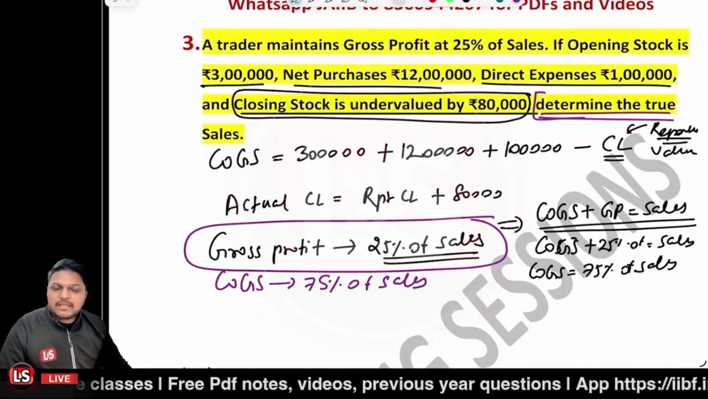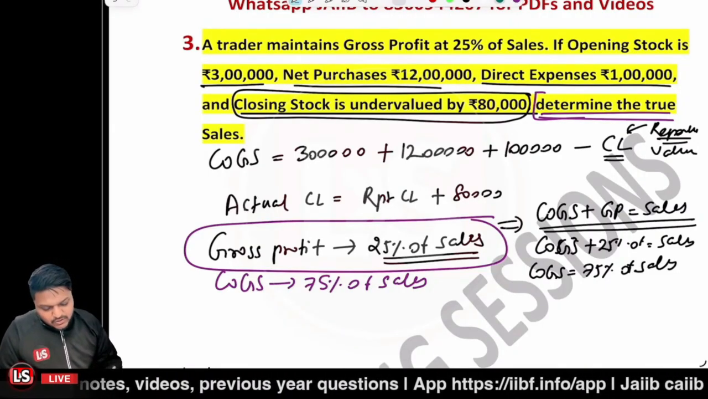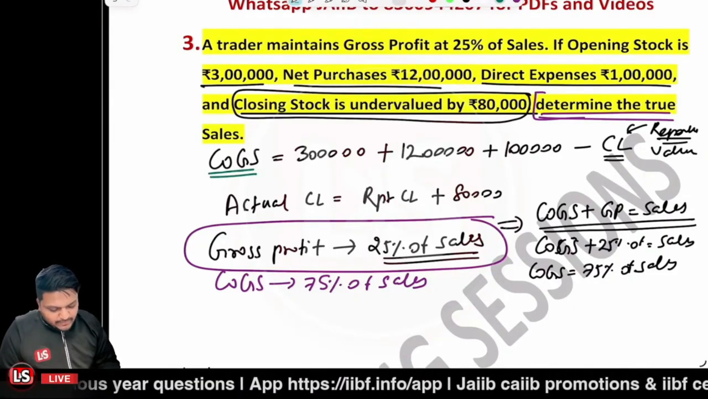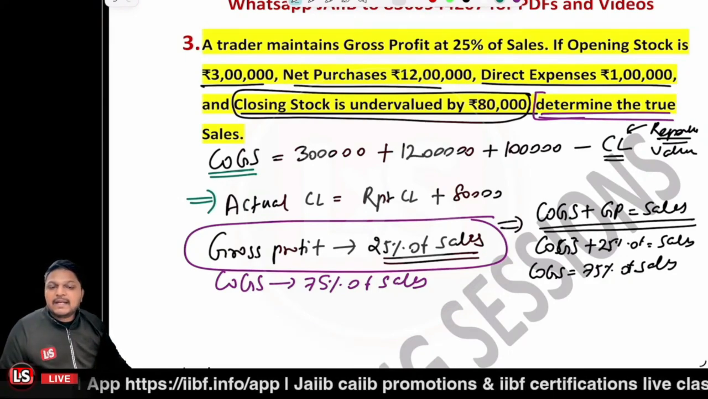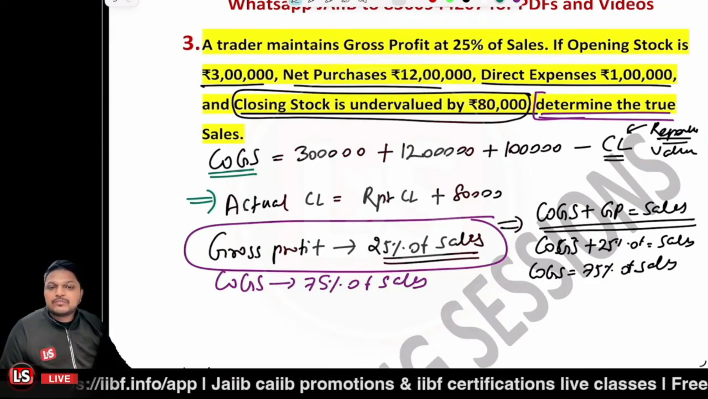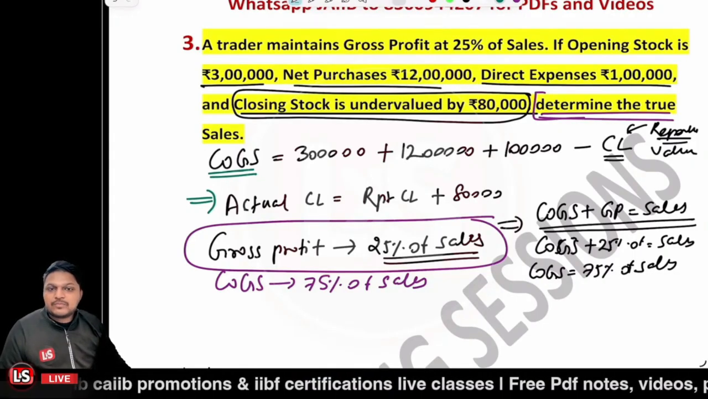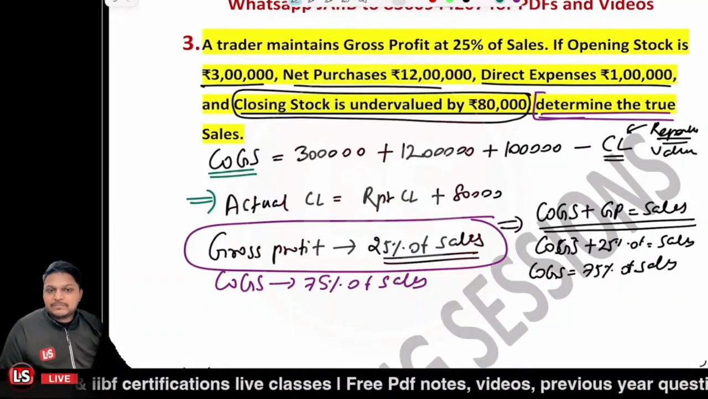Do confirm if you understood the logic so far. We just write down the COGS value, and we said that the actual closing stock will be valued more, so it is 80,000 above, right? And now we have to calculate the value, so we have to calculate accordingly.